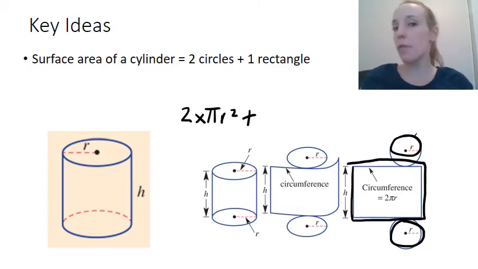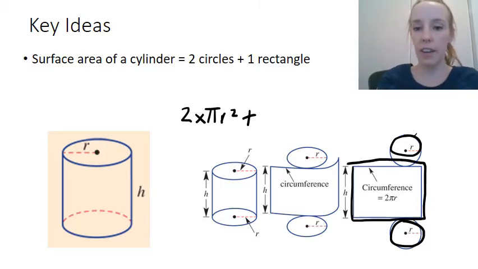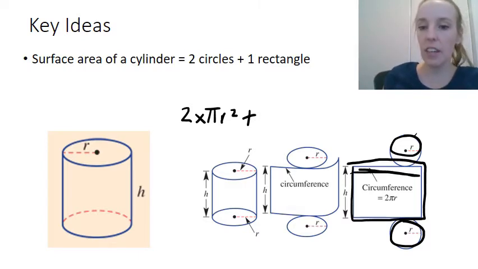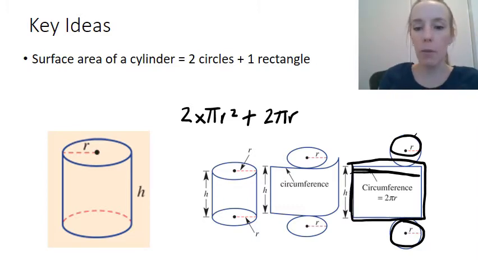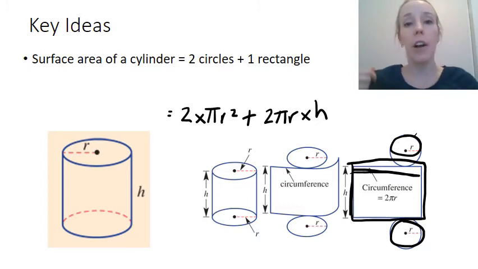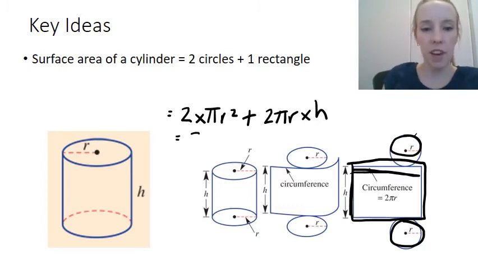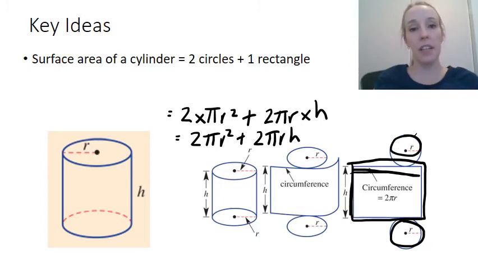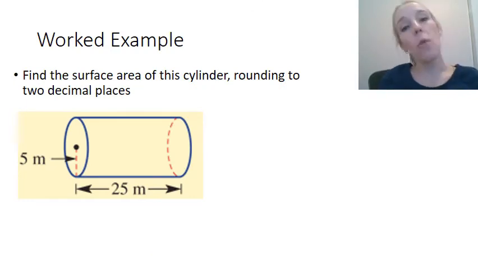Now, obviously for a rectangle, the formula for the surface area is length times width. So our width would be across here, and this is actually going to be our circumference, which is going to be 2 pi r for the circumference of the circle, which will give us our width of our rectangle, and we have to multiply that by the height. So that would be our formula there for the surface area of a cylinder, and obviously we can simplify that to 2 pi r squared plus 2 pi r height, and that's how we work out the surface area of a cylinder.